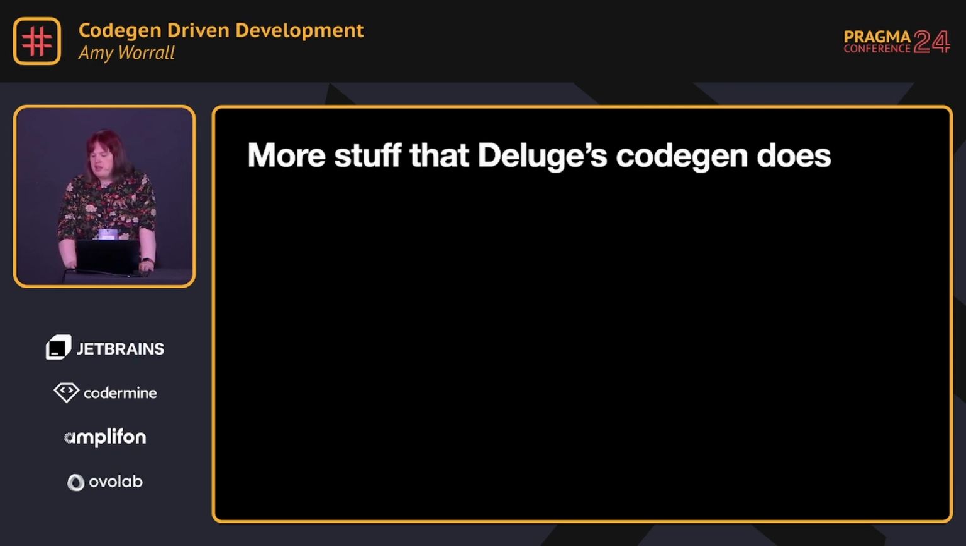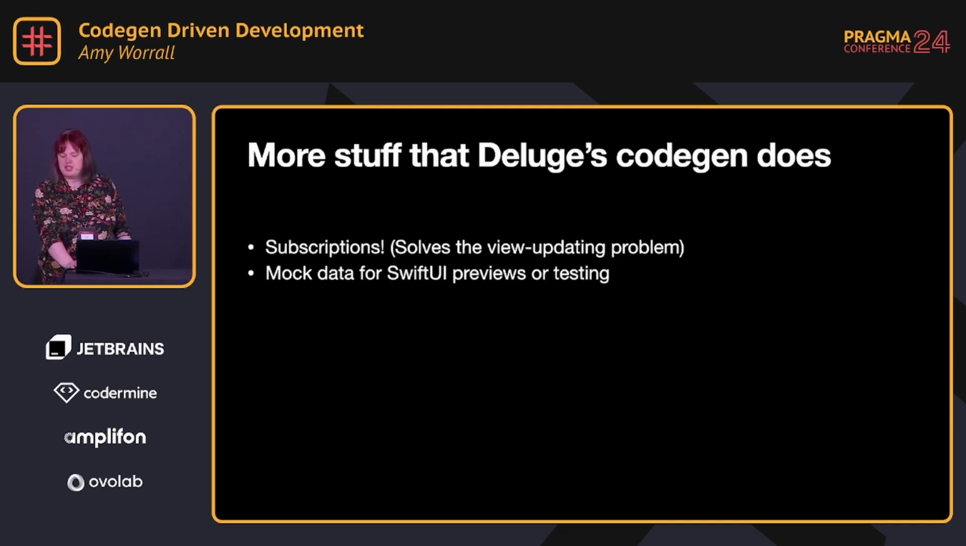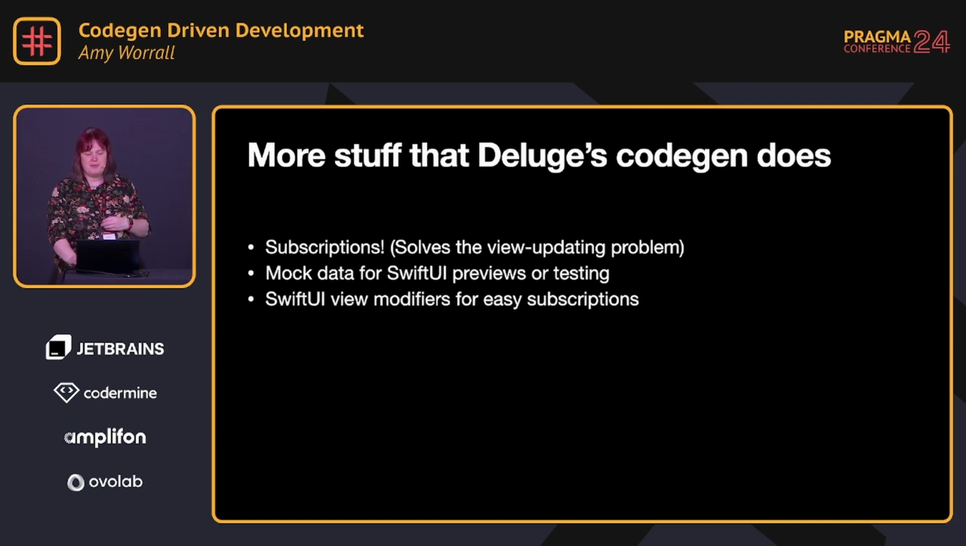So within Deluge, the app that I'm talking about, I've code genned a whole bunch more stuff, including the subscriptions I just mentioned. I've code genned some stuff for mocking data, which we can use in SwiftUI previews or testing. So instead of hitting the database, it'll return some mock data. You saw the view modifier in SwiftUI for the subscriptions. That was a nice one-liner.